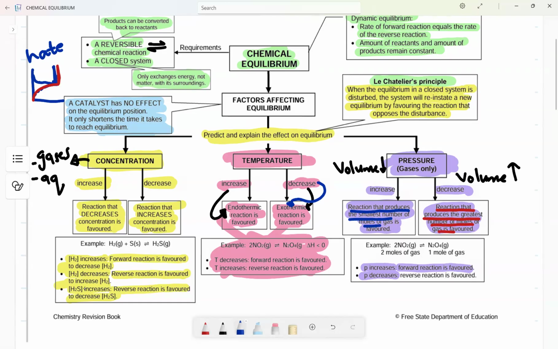The rate of both the forward and reverse reaction will increase because the catalyst is not added on the reactants or the product, it's added on the system. So the rate of both the forward and reverse reaction will be increased. And now they will reach another equilibrium, and that equilibrium will be equal. This is what we mean. Remember, it only shortens the time.